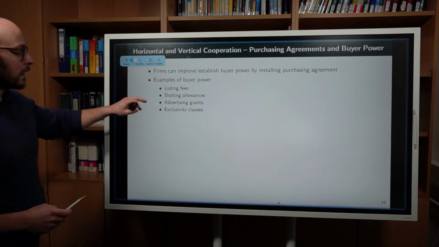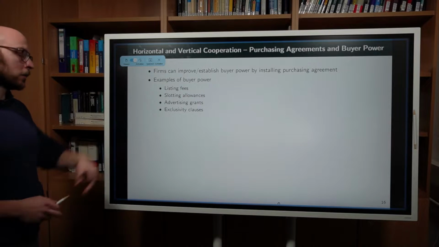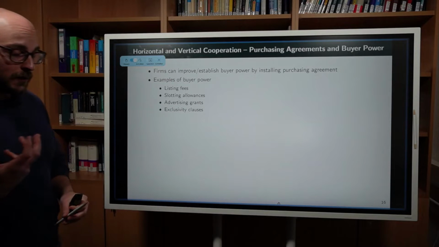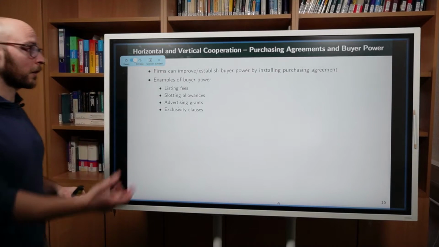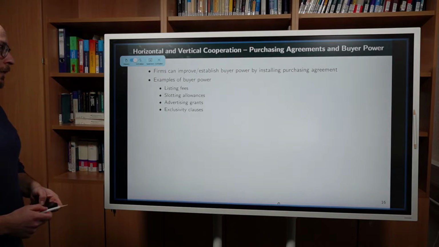And what we will be looking at in detail are slotting allowances. It could also be related to listing fees, where a retailer demands a payment from the manufacturer just to list the products or to offer the products of the manufacturers.